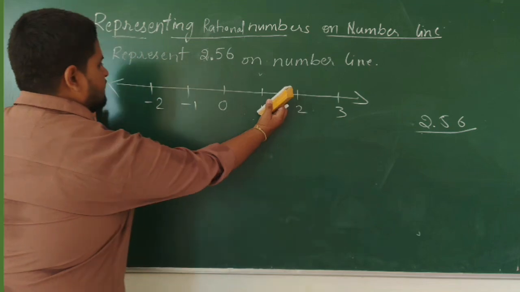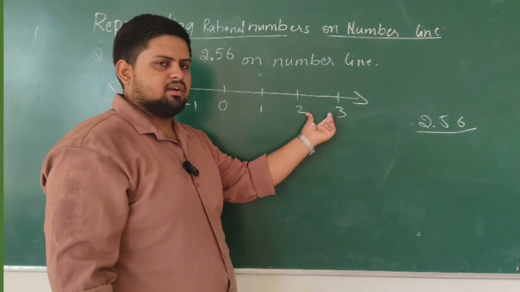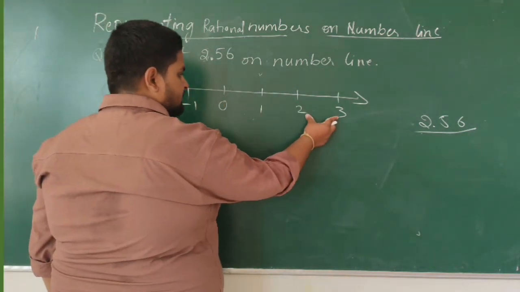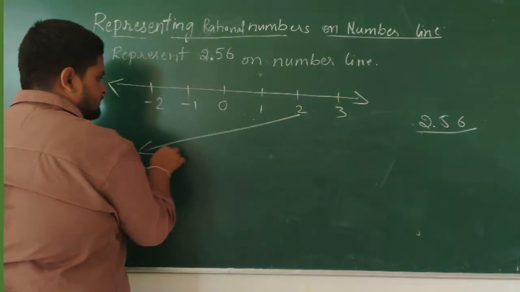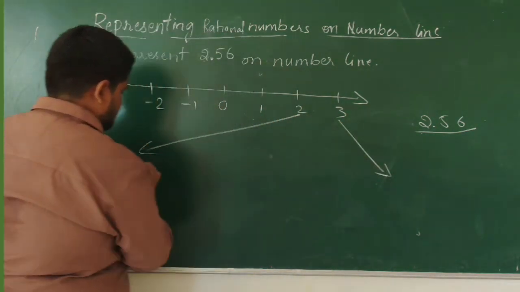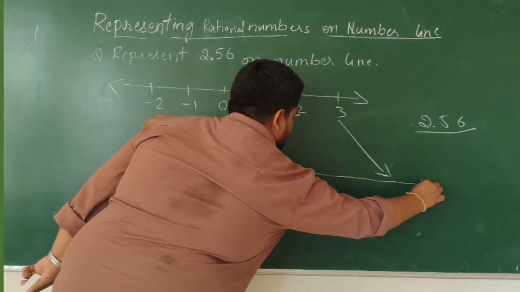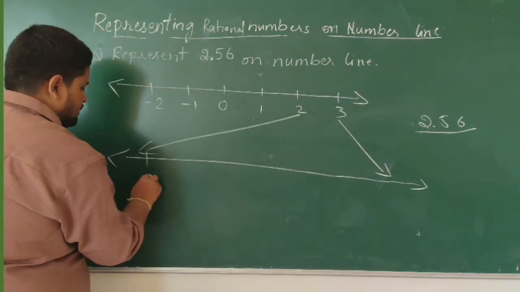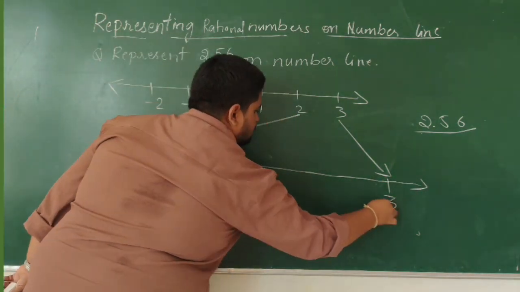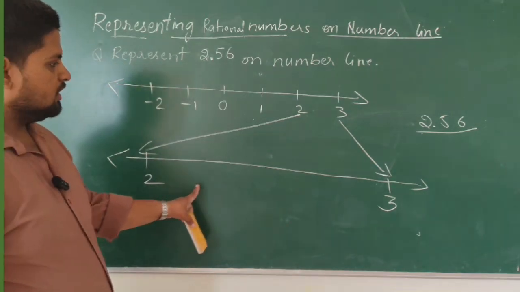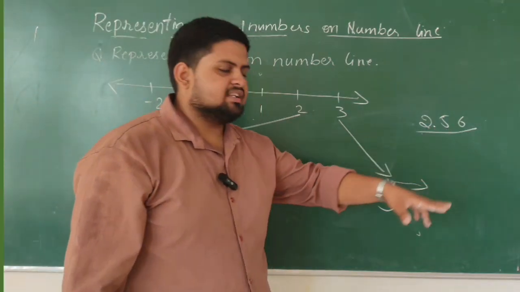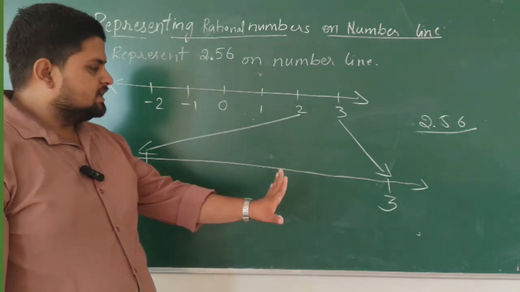I don't want this part of the number line. I want only this part of the number line. So what I will do, in between the lane between 2 and 3, I'll magnify it. Look here. I'll draw one more number line such that 2 is over here and 3 is over here. Okay, so now 2.56 lies between 2 and 3.